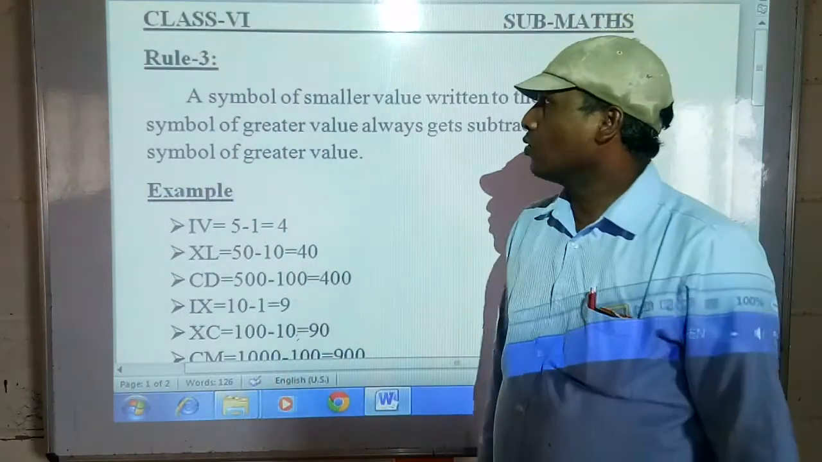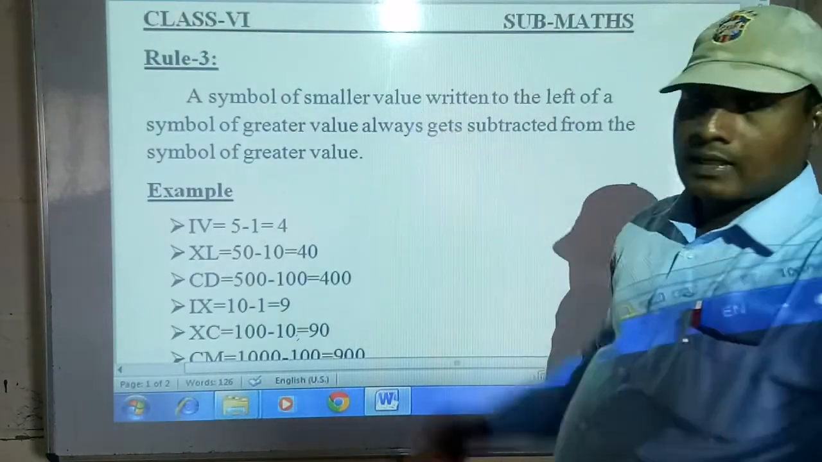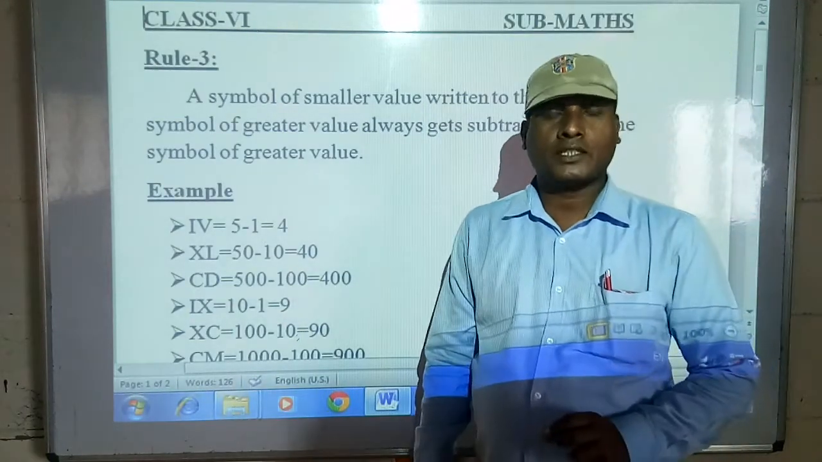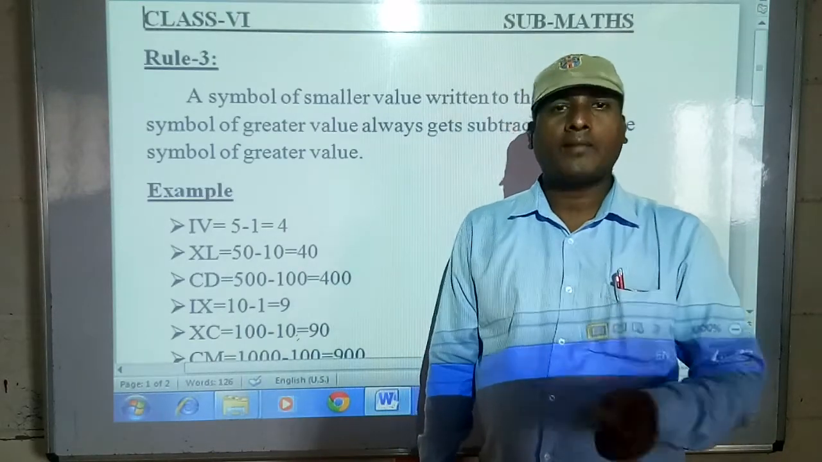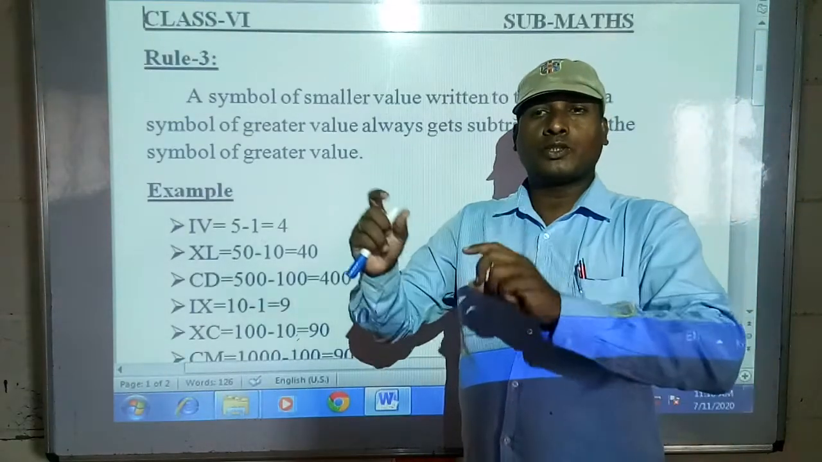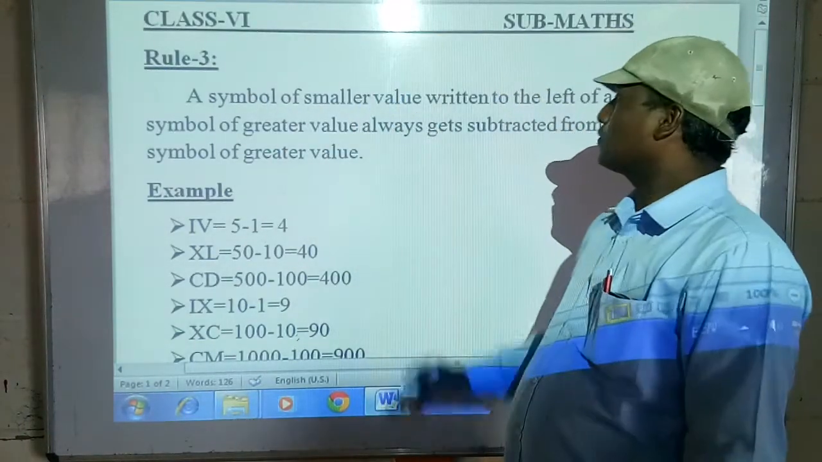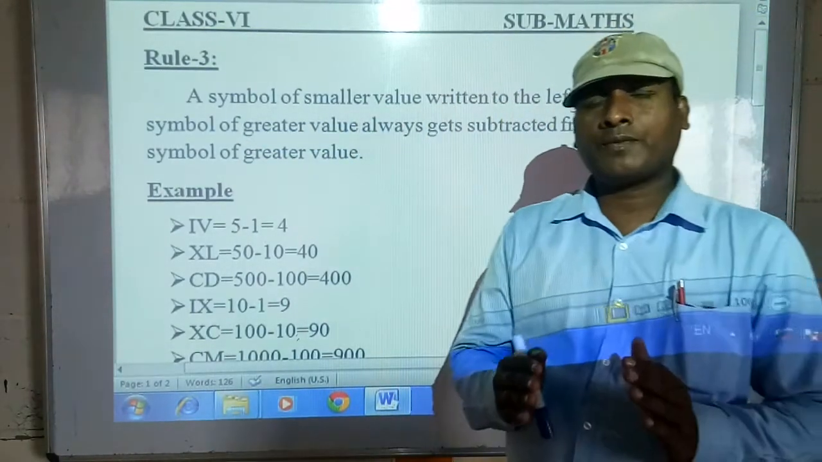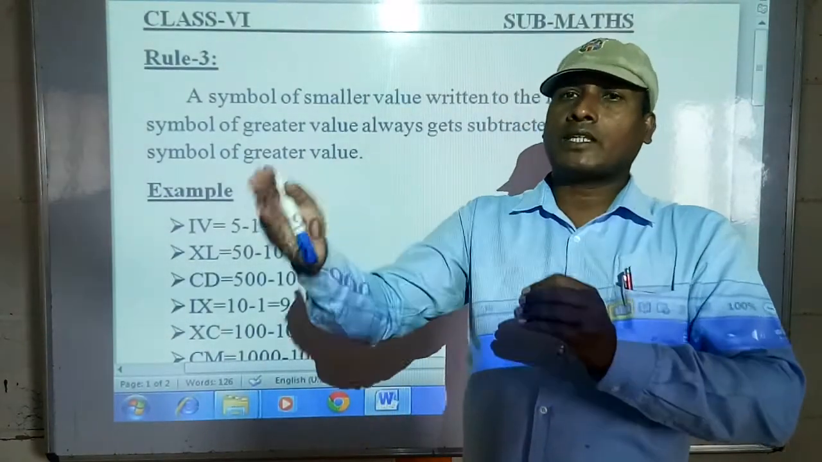Observe once again rule number 3, a symbol of a smaller value. That means we are using Roman numeral letters, like English alphabet letters, as symbols. They are I, V, X, L, C, D, M. If two symbols are used, which one is smaller? A symbol of smaller value is written to the left of a symbol of greater value.